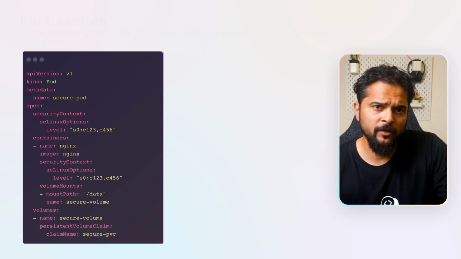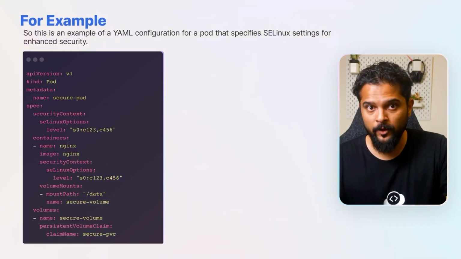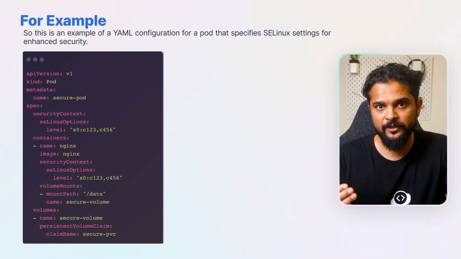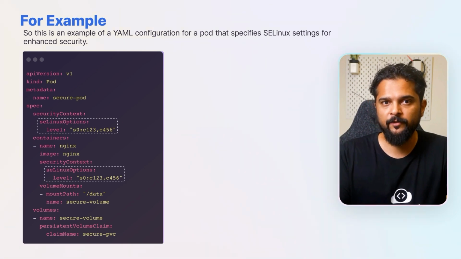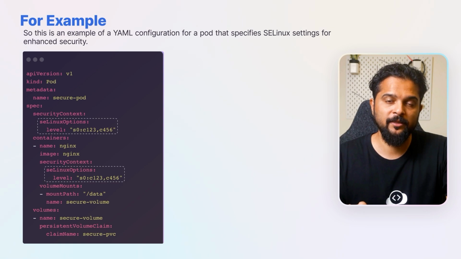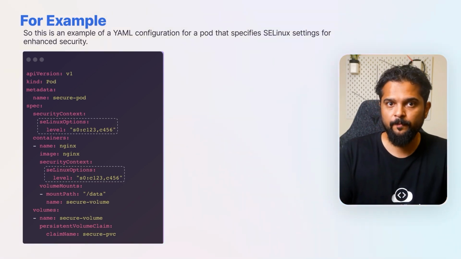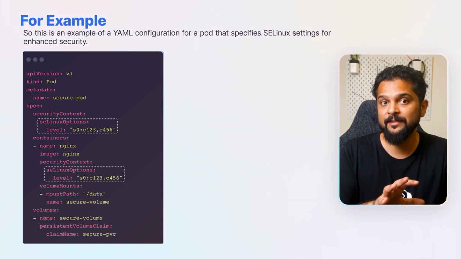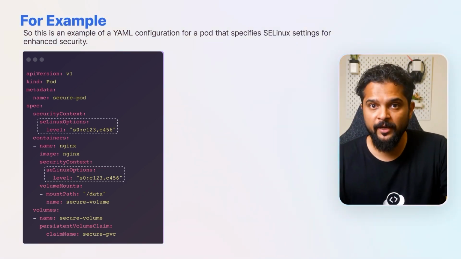Now, suppose you have a Kubernetes cluster where you want to ensure that certain pods run with a specific SELinux level to access a sensitive volume securely. Let's look at how you can define this in a Kubernetes pod specification. So this is an example of a YAML configuration for a pod that specifies SELinux settings for enhanced security. In this configuration, the SELinux options are specified at both the pod level and the container level. So this setting ensures that the SELinux context is enforced for all processes running within the Nginx container. And the volume, secure volume, is mounted at /data, which is meant to be accessed with the same SELinux context, ensuring that the data handled by this container complies with the defined SELinux policies.